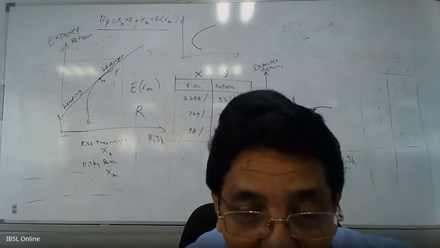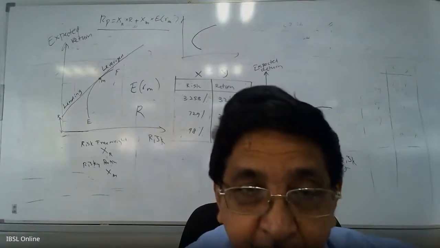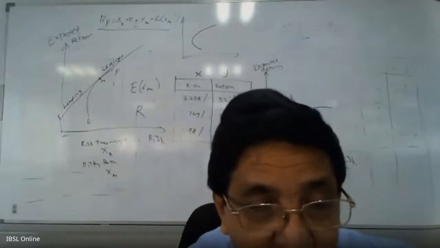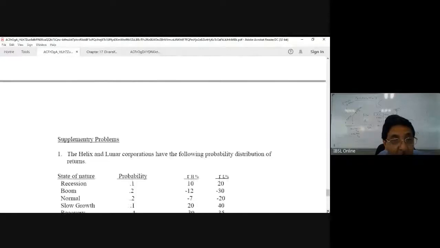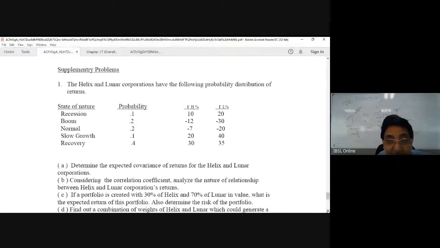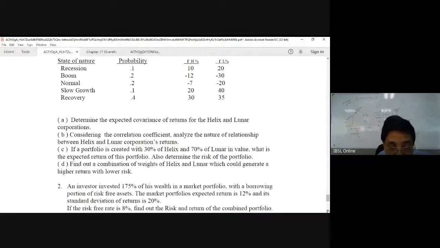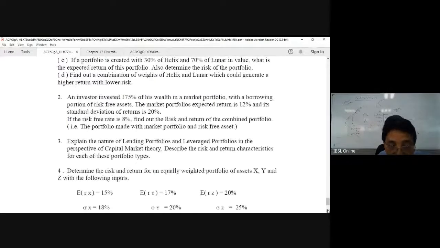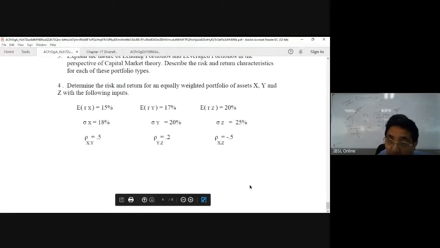Are you in a position to work out the exercises, supplementary problems? I think so, because there's no big thing here. You try your best on your own to do these things. Right. Then anything you need to clarify?